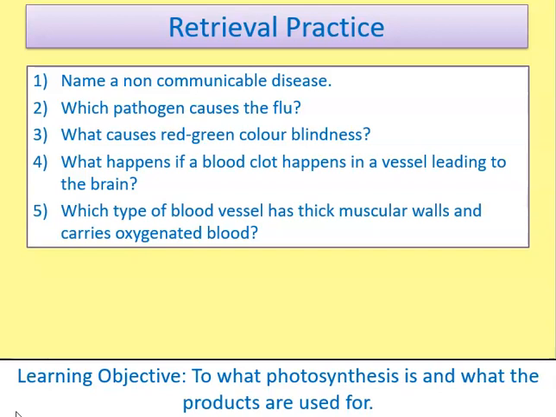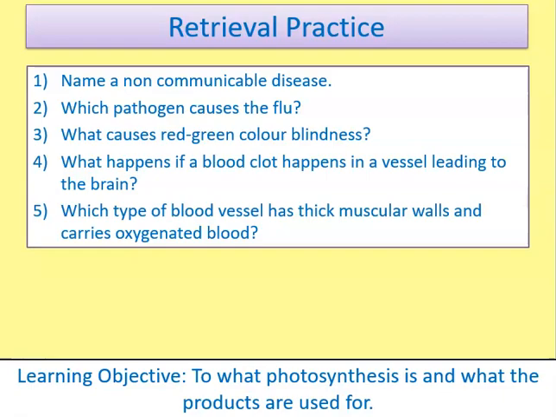Number four, what happens if a blood clot happens in a vessel leading to the brain? It would be a stroke. And number five, which type of blood vessel has thick muscular walls and carries oxygenated blood? They are the arteries. Okay, make sure you have assessed those, make sure you've marked them and made any corrections.